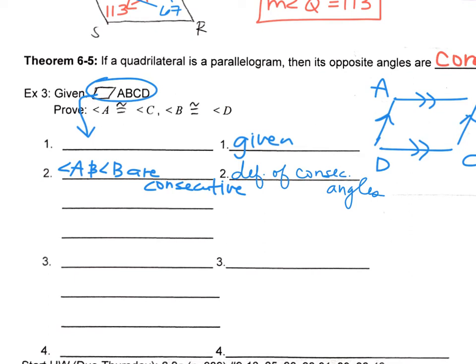But with that, we're just going to lump a few other consecutive angles to get us where we need to be. So we know A and B are consecutive. We're going to say we know angle B and angle C are consecutive. And we know angle C and angle D are consecutive. Okay, because we know what consecutive angles are, we can say we know those are consecutive. Definition of consecutive angles.